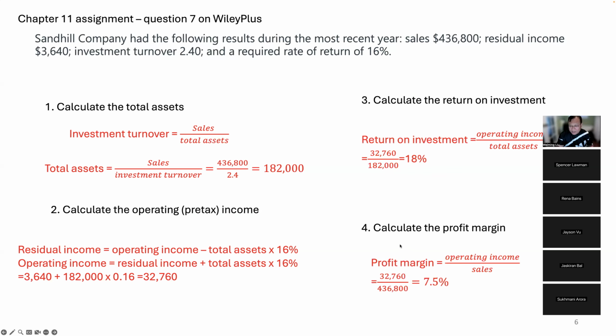And the last, calculate the profit margin. Profit margin equals operating income divided by sales. Sales is given, operating income is calculated in question two. Therefore, my calculation tells me that the profit margin is 7.5%.